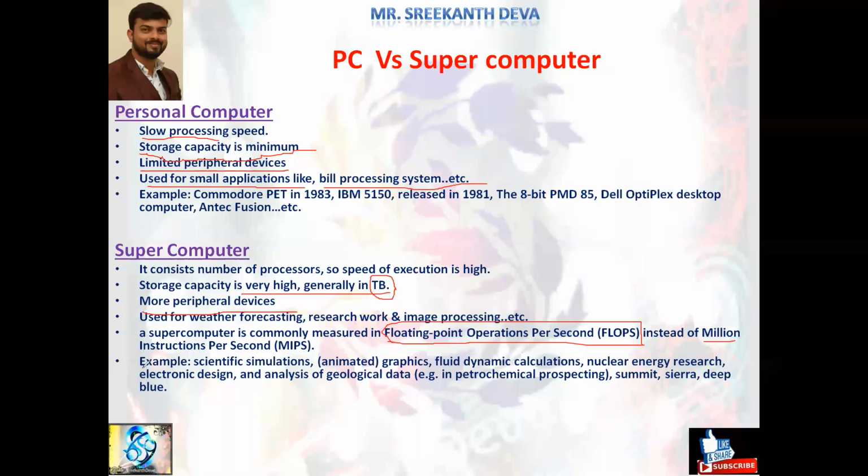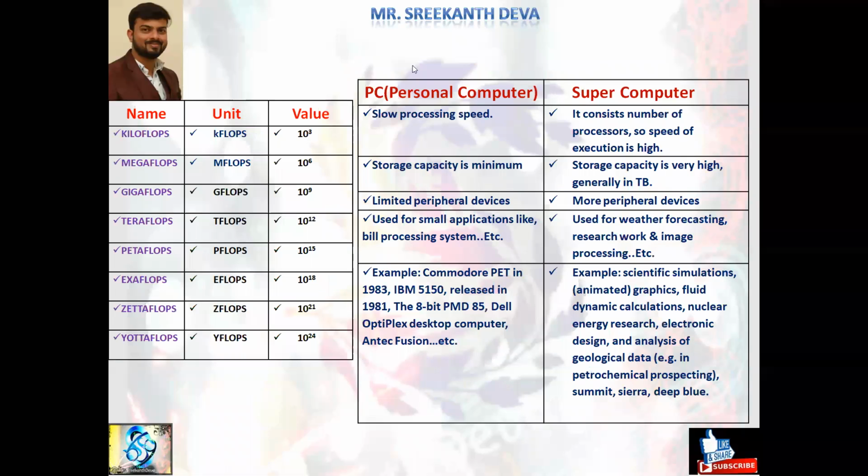Coming to examples, for personal computers we can use the Commodore PET in 1983, IBM 5150, 8-bit PMD 85, Dell Optiplex desktop computers, Antec Fusion. These are all suitable examples of personal computers. Supercomputers are majorly used for scientific research, simulations like graphics, fluid dynamic calculations, nuclear energy research, electronic design, analysis of geological data, petrochemical prospecting. Summit, Sierra, Deep Blue are examples of supercomputers. This is the major difference between personal computers and supercomputers.